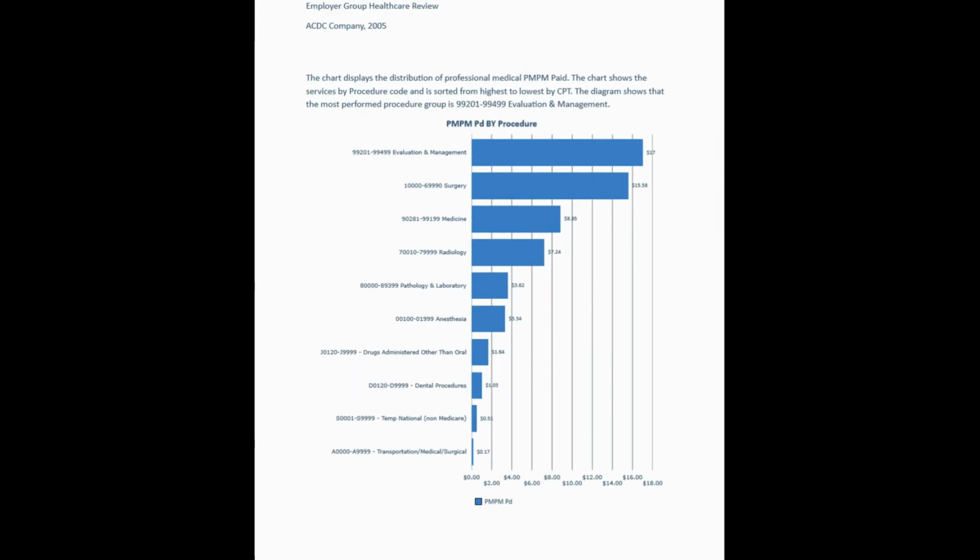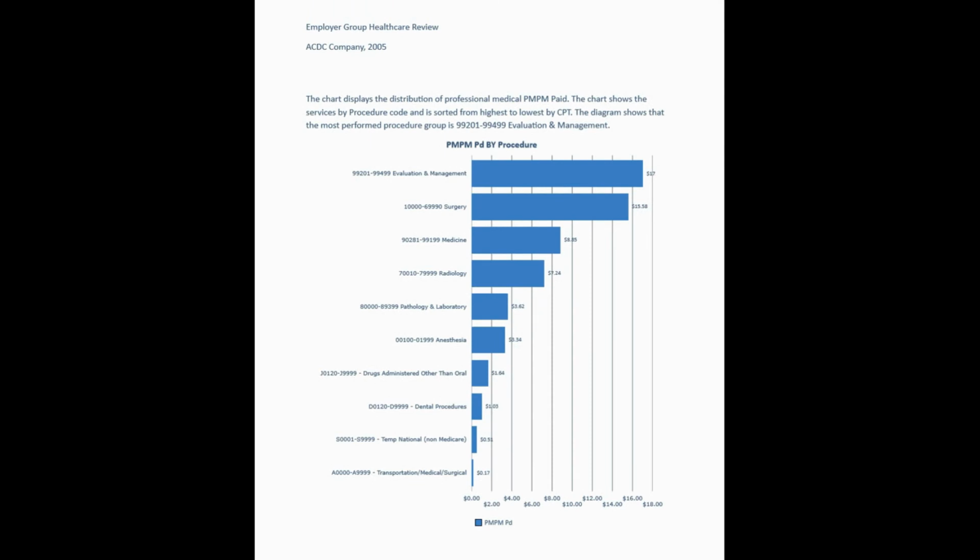PMPM by procedure, another blend, but rather than pulling in the value, we've been able to describe what the highest cost procedure group is, which is in the evaluation and management category, and it's pulling in the actual text of that in dynamic text.